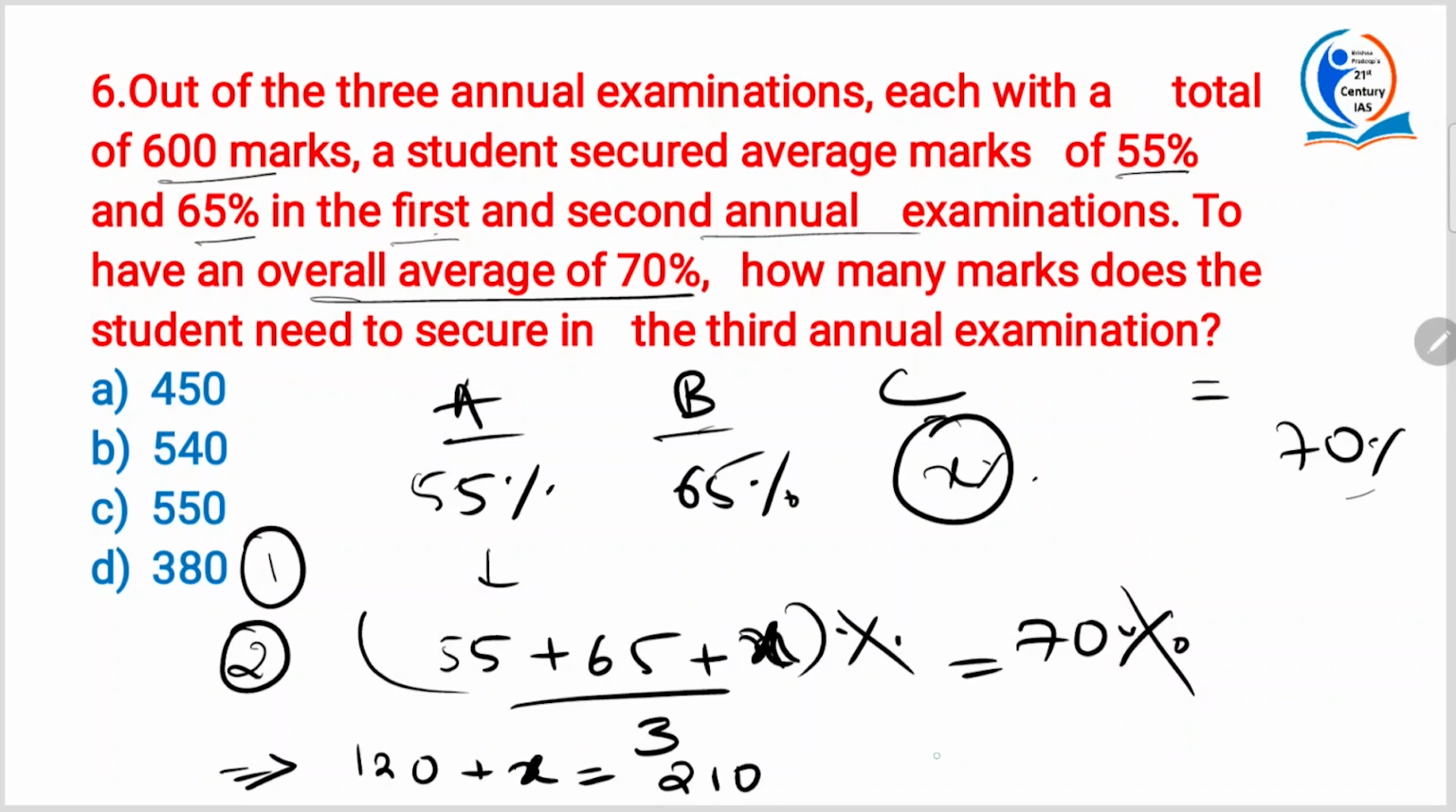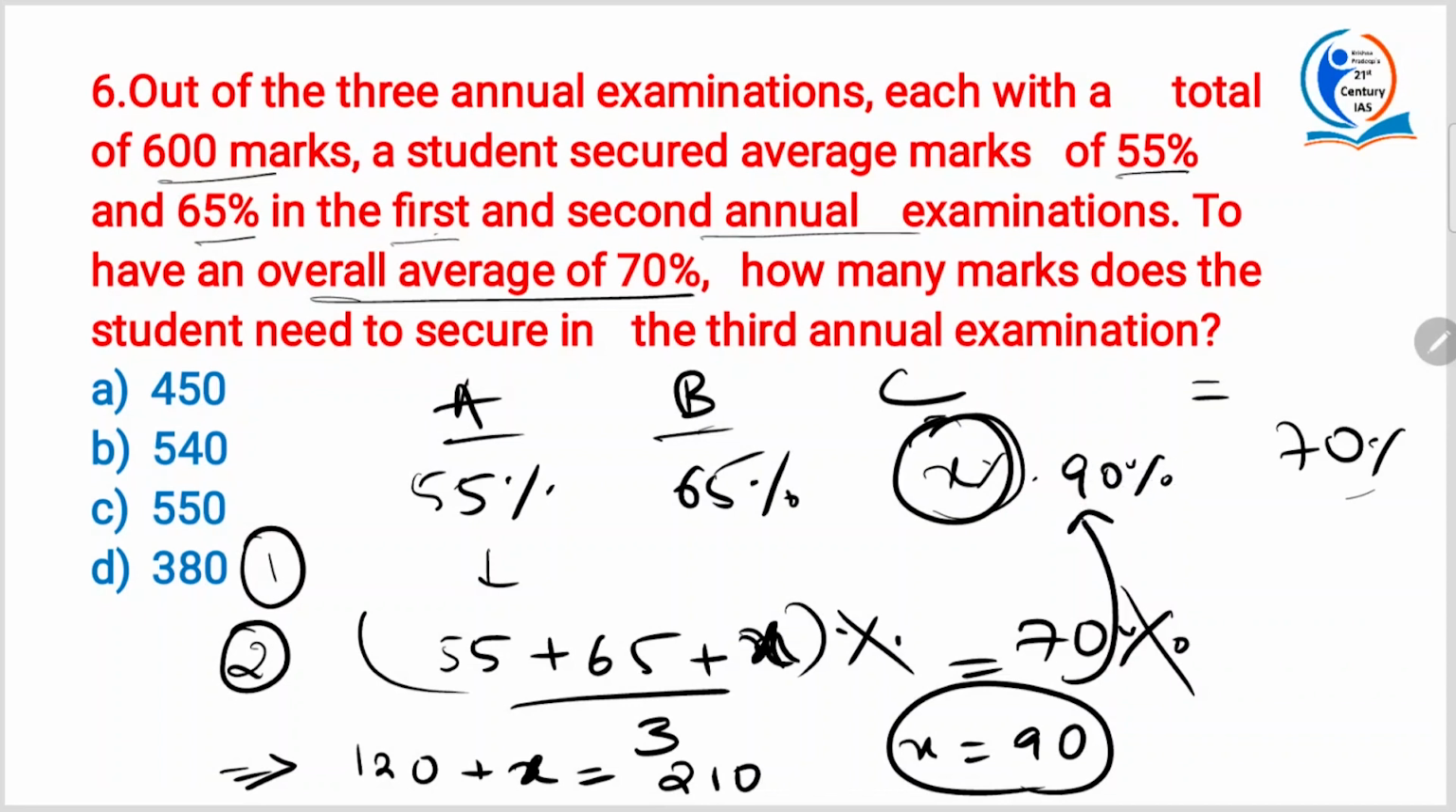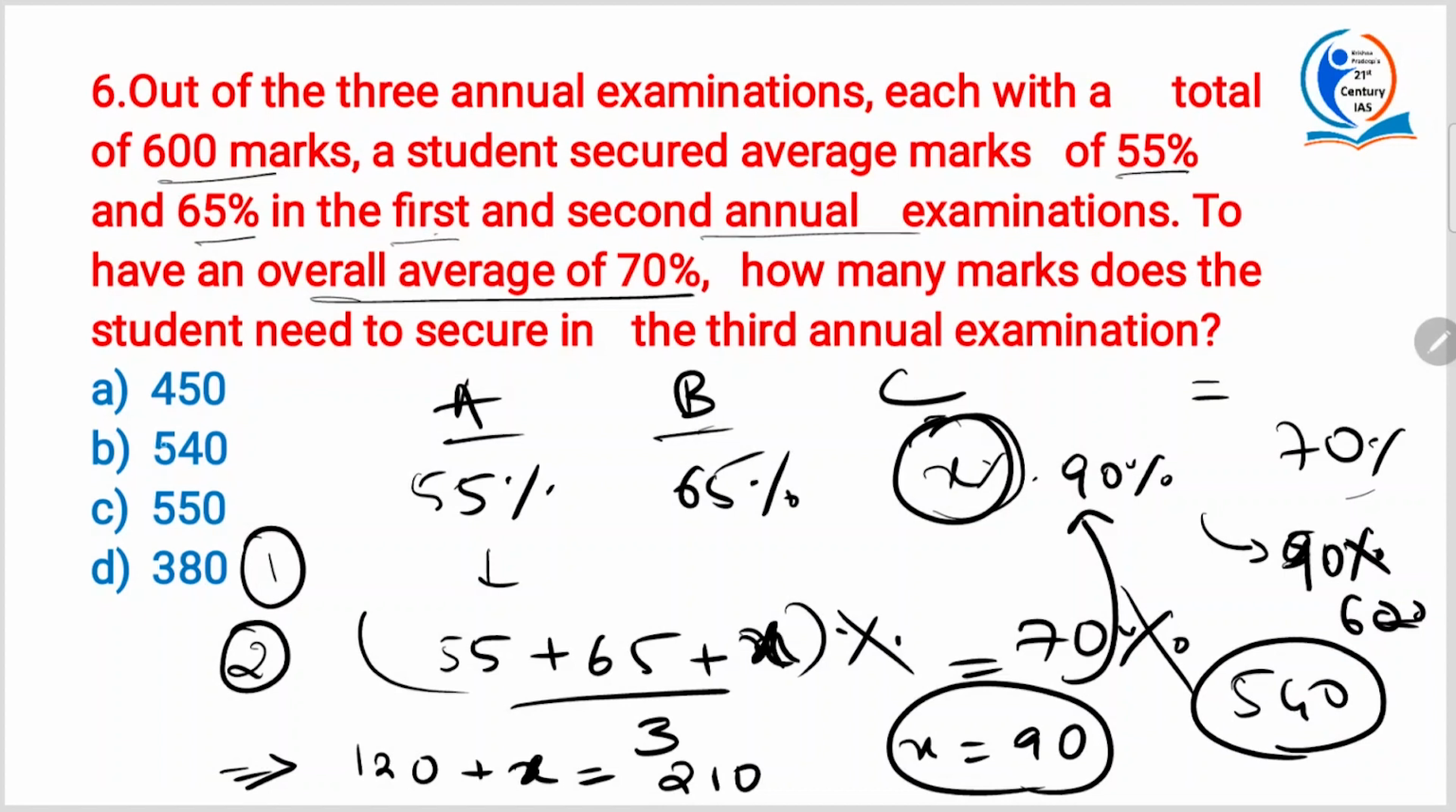Alright, now what is x? X is 90. Okay, so x% is 90%. Now what is 90% of 600? I was directly putting the number, but for your convenience I am again writing the step. The percentage and 2 zeros will go. So 6 9s are 54. So 540 is the answer.